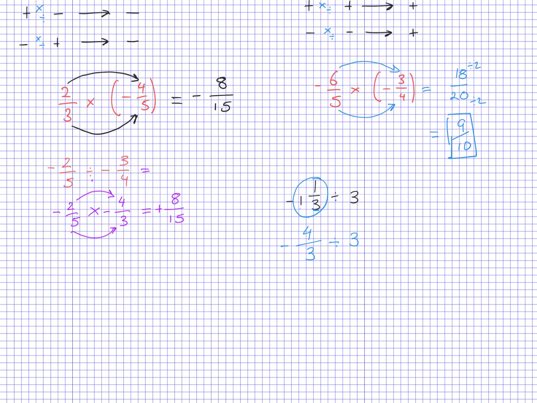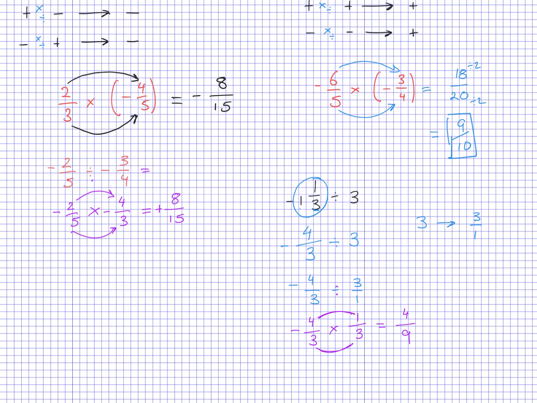We remember that 3 is the same as 3/1. So the problem becomes minus 4 thirds divided by 3/1. We also remember that the pattern to dividing fractions is to change it to a multiply sign, turn the second fraction over, and then just multiply. So numerators, denominators. 4 1s are 4, 3 3s are 9.